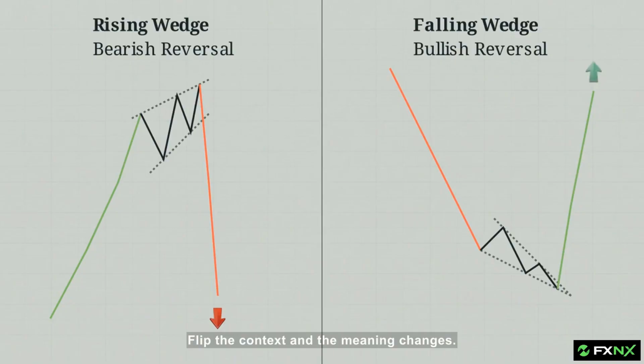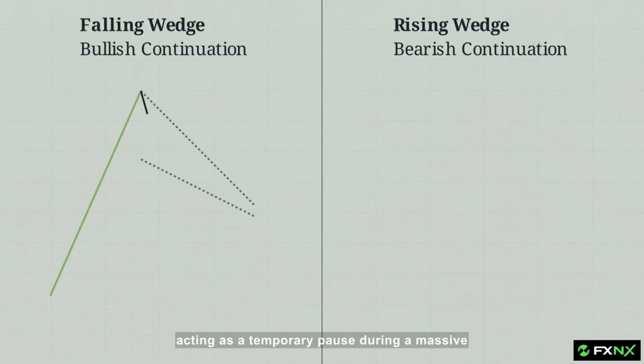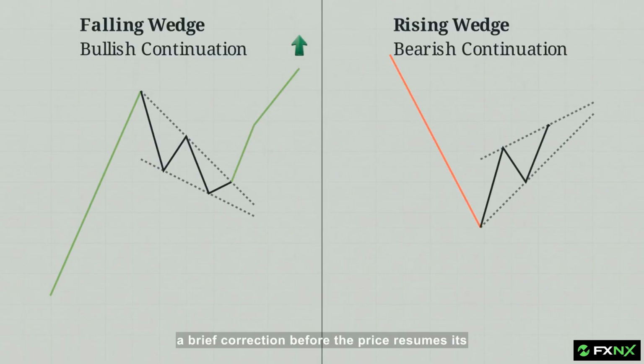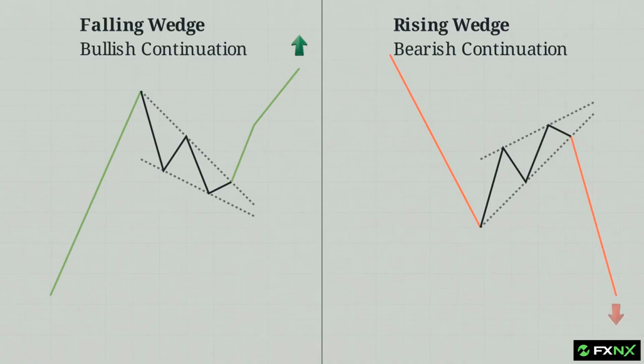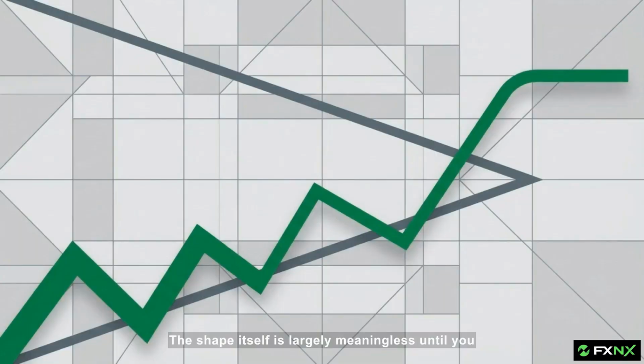Flip the context and the meaning changes. Now, the left side shows a falling wedge acting as a temporary pause during a massive uptrend, a bullish continuation. On the right, a rising wedge acts as a brief correction before the price resumes its steep descent. The internal geometry of the wedge is identical in both scenarios. The shape itself is largely meaningless until you analyze the dominant market trend that created it.